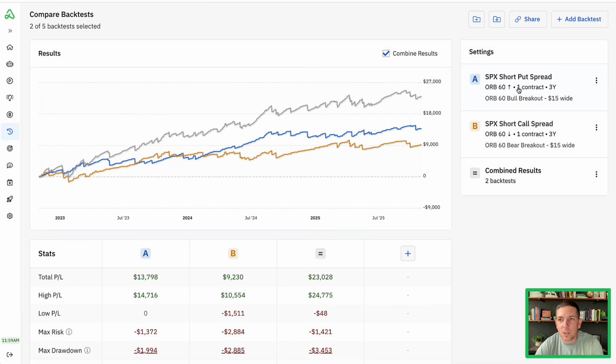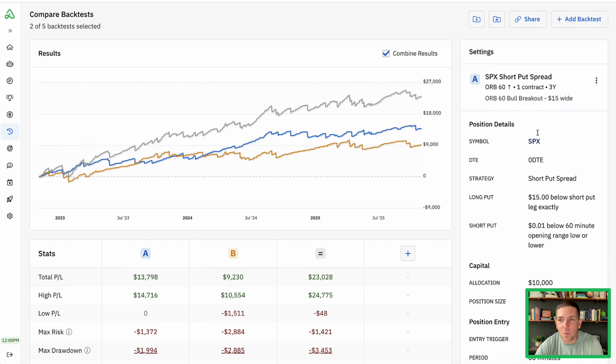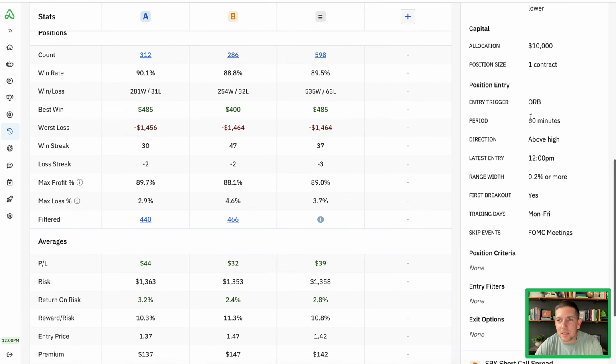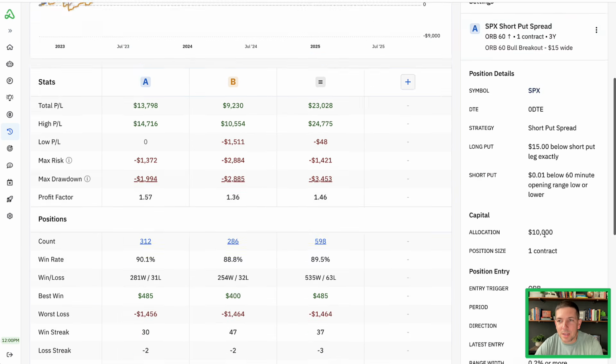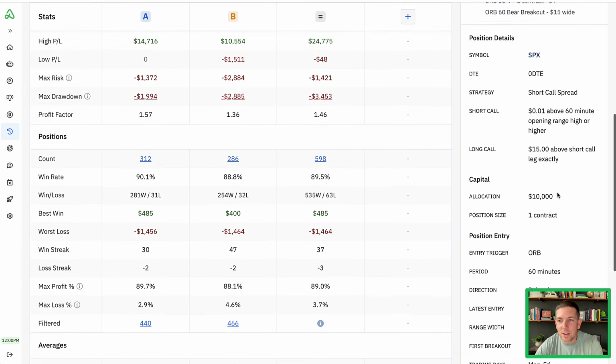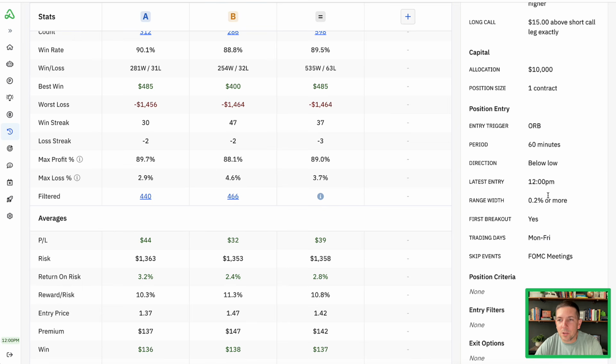He's running the short put spread and the short call spread here. These are $15 wide. If we open this up, you can get a look at this one on the right-hand side. Basically, it's a 60-minute ORB strategy where, in this case with a short put spread, you're looking for a break above. It runs until about 12 o'clock, and then you've got the range width of 0.2% or more, skipping FOMC meetings. That's the same thing you're doing on the call side, just in the opposite direction: a 60-minute break below till 12, 0.2% or more, skipping FOMC meetings.